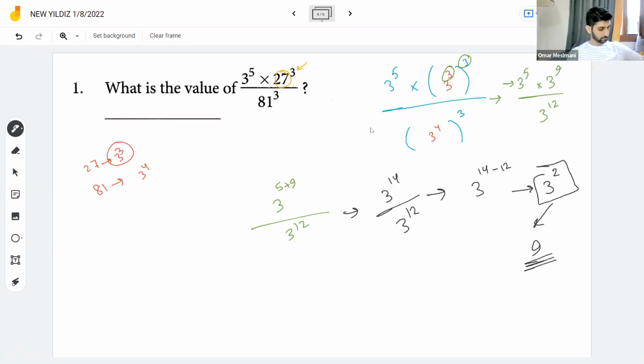All right, Naya? Yeah, that's what I meant when I told you about 3 power 5 multiplied by 3 power 9. Can I add them? Yes, this is a rule. You can do it. Okay, no problem.